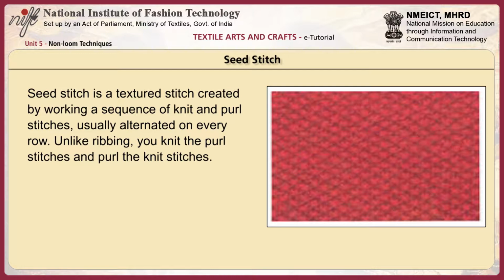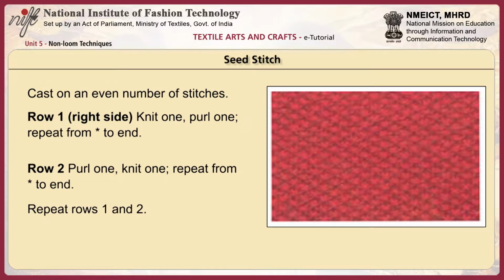Seed stitch is a textured stitch created by working a sequence of knit and purl stitches, usually alternated on every row. Unlike ribbing, you knit the purl stitches and purl the knit stitches. Cast on an even number of stitches. Row 1, right side, knit 1, purl 1, repeat from start to end. Row 2, purl 1, knit 1, repeat from start to end. Repeat rows 1 and 2.